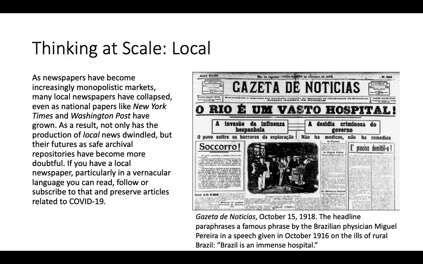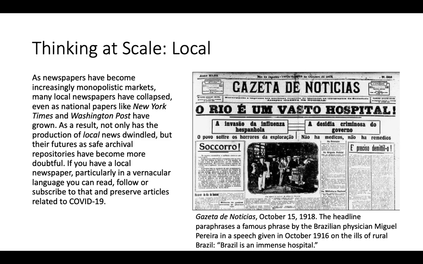When we think about collecting at the scale of the local, one of the things that we can consider as a source are our local newspapers. However, as newspapers have become increasingly monopolistic markets, many local newspapers have collapsed. So that in the U.S., for example, as national papers like the New York Times and Washington Post have grown, local city papers have struggled in recent days.